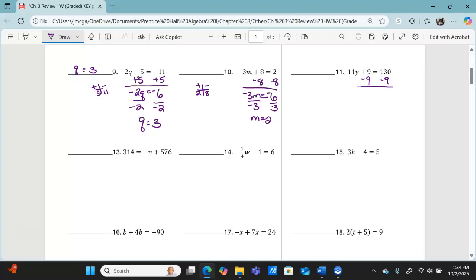Subtract 9 from both sides. 11y equals 121. Divide by 11. y would be 11.